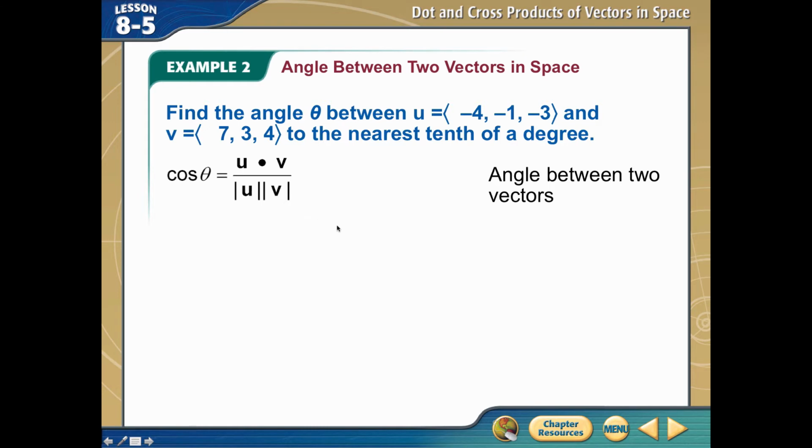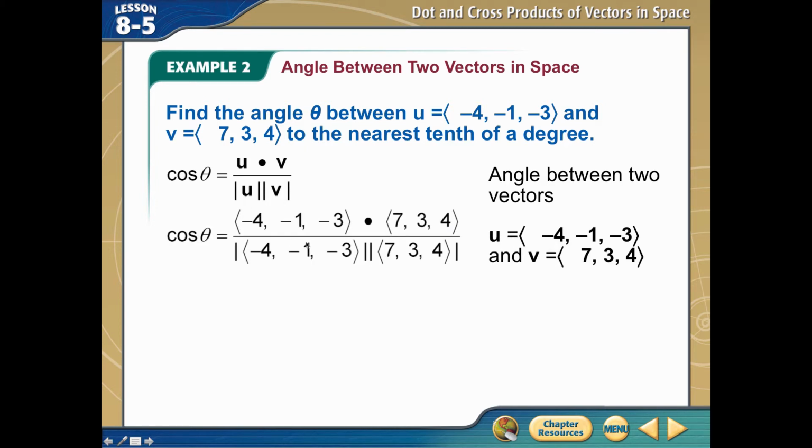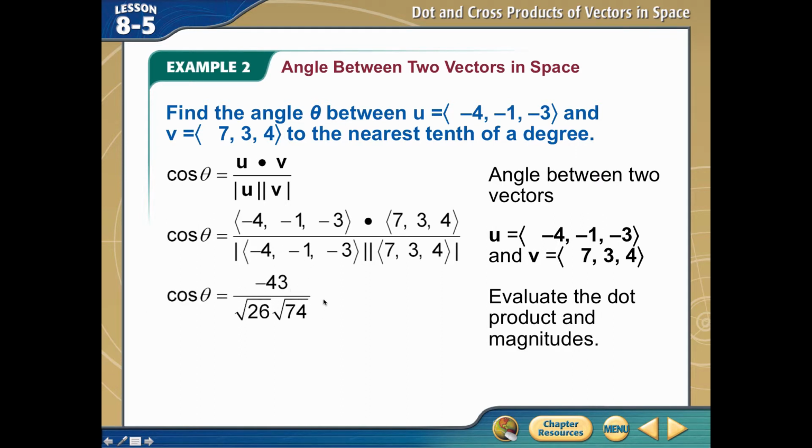Now, finding the angle between 2 vectors is exactly the same way you found it with 2-dimensional vectors: dot product divided by the magnitudes. Just when you find the dot product, you need to do x, y, and z. When you find the magnitude, you need to square x, y, and z, add them together, and find the square root. So again, I recommend drawing out this step. It's -43 over the square root of 26 times the square root of 72. You could simplify this before plugging it into your calculator, or you could just plug that into your calculator. So let's look at how to do that.